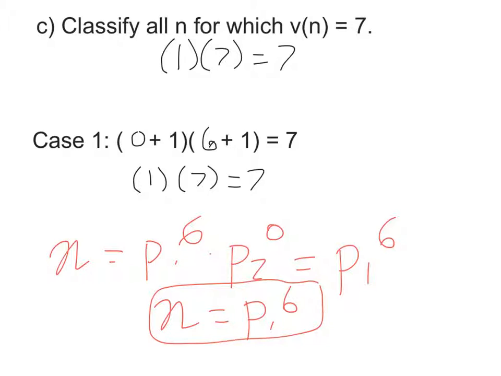In conclusion, we have classified all n for which v sub n equals 2, v sub n equals 6, and v sub n equals 7, where v sub n denotes the number of divisors of that specific n.